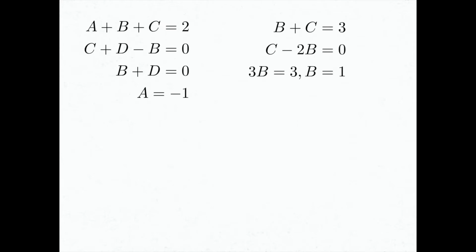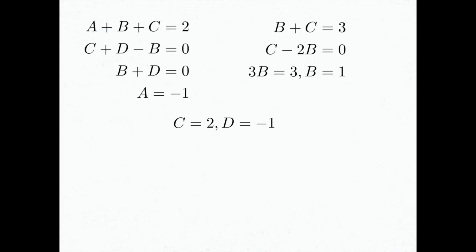Well, now we need to solve this system of equations, and we can do that by negating this and adding it to that. So we get c minus 2b equals 0. And then if we take this equation and subtract that equation, you will get that 3b equals 3, or b equals 1. So if b equals 1, then c equals 2. And if b equals 1, then d equals -1.